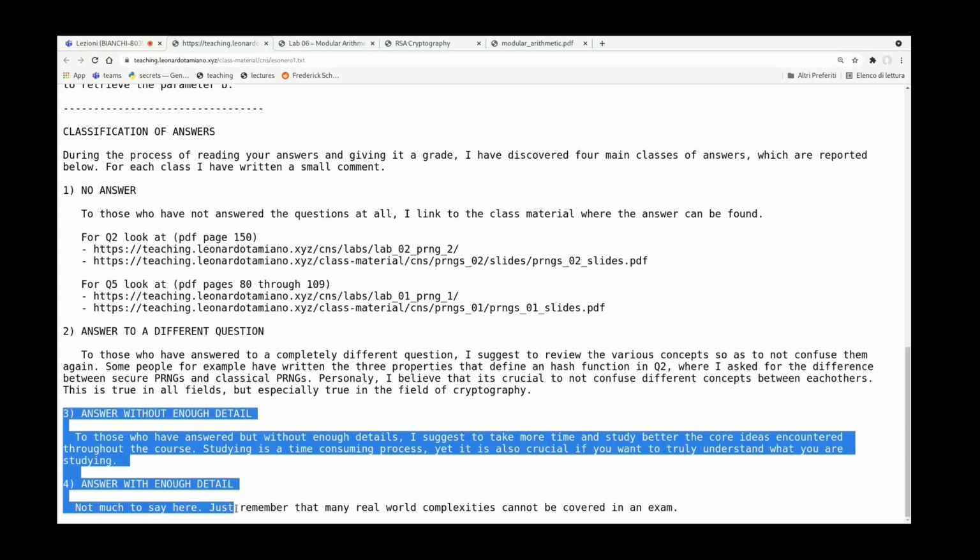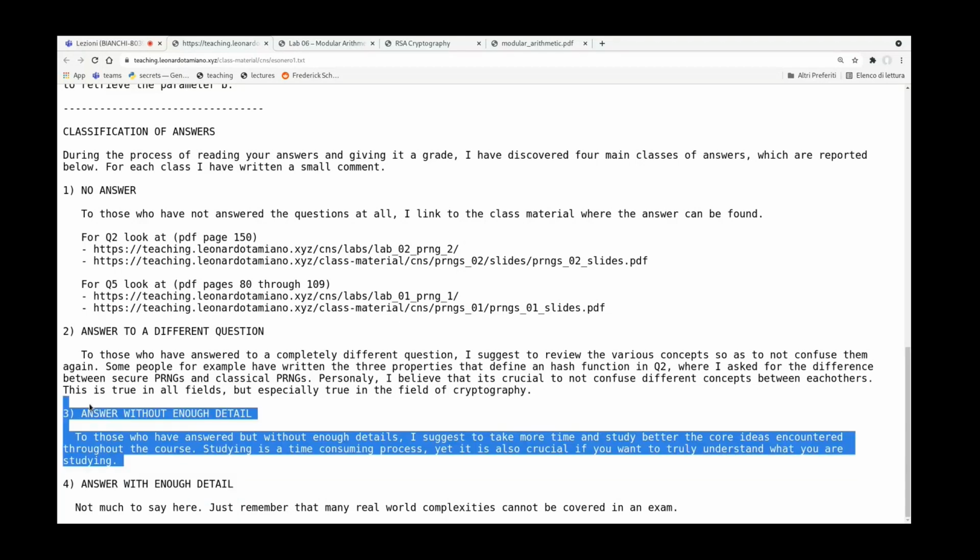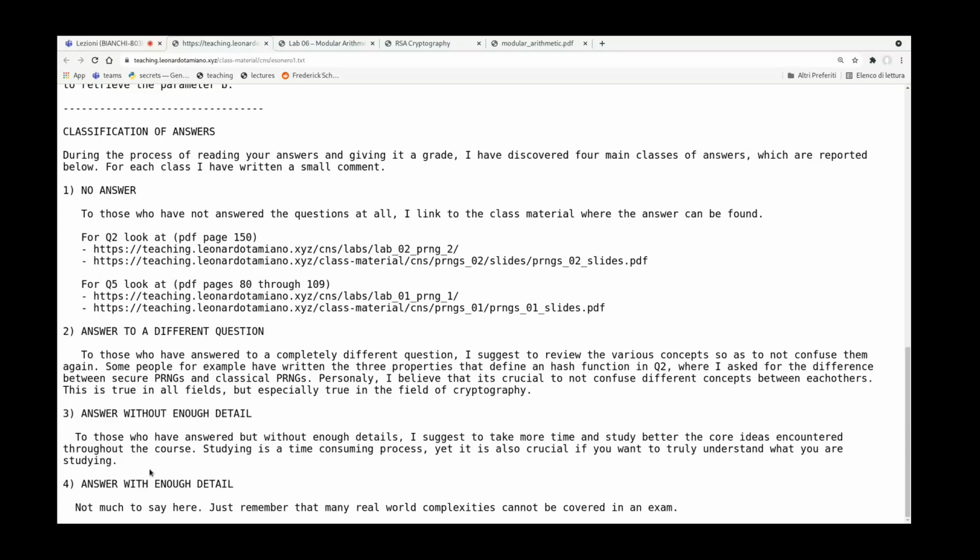Then there are the two final types of answer. The first is an answer without enough detail, which is still good because it means you have understood the idea. Maybe you need to study a little bit more. I think in this respect it is up to you, whether you want to truly understand or just pass the exam. But at least you know where to go. And then there are answers with enough details, which is good.